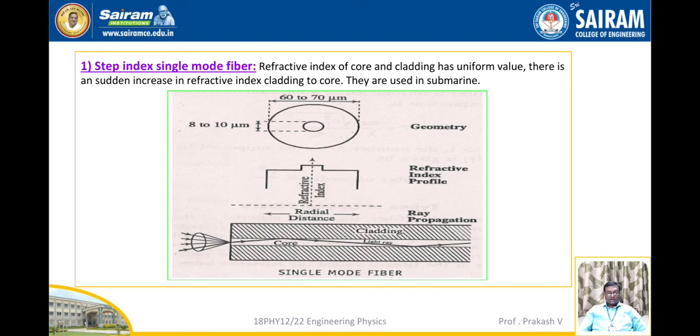So here you can look at the schematic diagram of step index single mode fiber. Here the refractive index of core is greater than that of cladding, and it is found to be uniform throughout. If you look at the schematic diagram, first look at the geometry. The core diameter ranges from 8 to 10 micrometer, and that of cladding ranges from 60 to 70 micrometer. And the second picture within this picture is the refractive index profile.